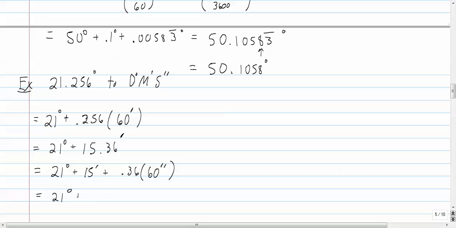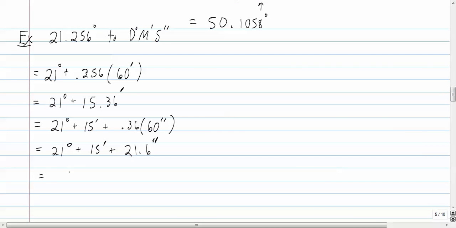So this is 21 degrees plus 15 minutes plus 21.6 seconds. Now, we want a whole number. Alright, so you need to round that to the nearest second. So that's 21 degrees, 15 minutes, 22 seconds. I dropped all the plus signs and I wrote it in the format that it needs to be in.